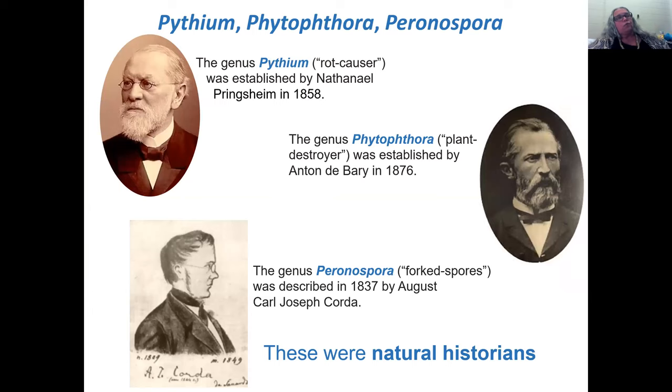So I'm going to talk about three genera of water molds. The genus Pythium was established by Nathaniel Pringsheim. The genus Phytophthora was established by Anton de Bary. And the genus Peronospora was described by Carl Joseph Corda. I mention these guys because they were true natural historians. There was no DNA analysis back then. There weren't even petri plates. These scientists made minute observations of morphology and behavior of the organisms they studied, like any natural historian.